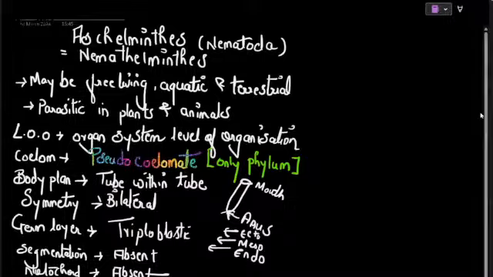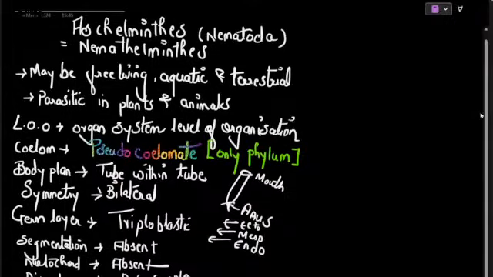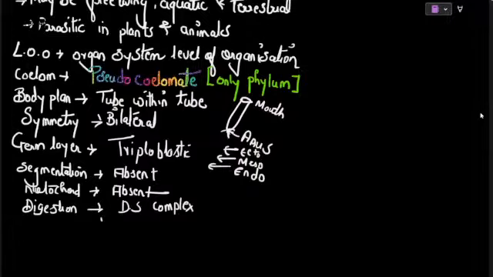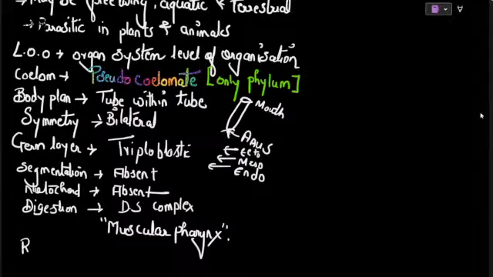If we talk about physiology, the digestive system is complete, right? They have which type of pharynx? Muscular pharynx. Respiration is through the general body surface.